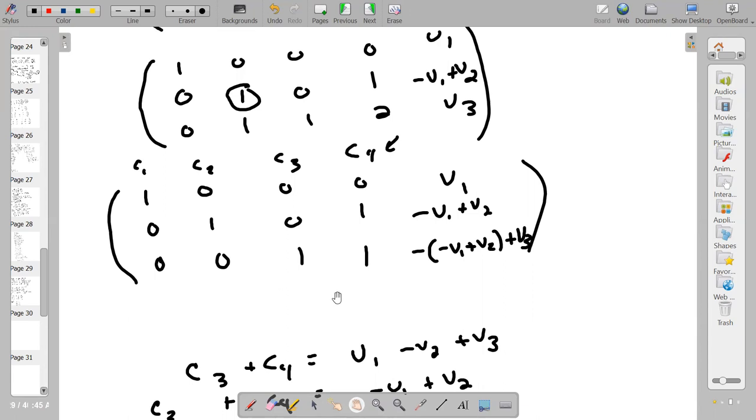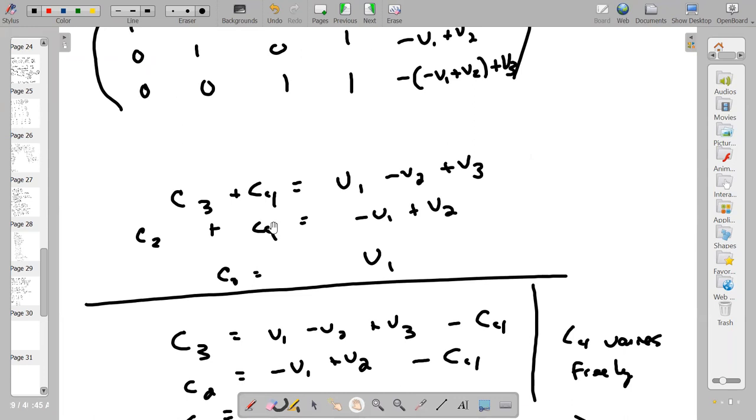The typical way that we approach a problem like this is that it's the last column, the free variable is at the end. That's how it worked out. If c4 is a free variable and c1, c2, and c3 aren't, then when you write everything down, you're sort of back substituting. You're writing down these equations, and you're writing c1, c2, and c3 in terms of the v's and also the free variable.